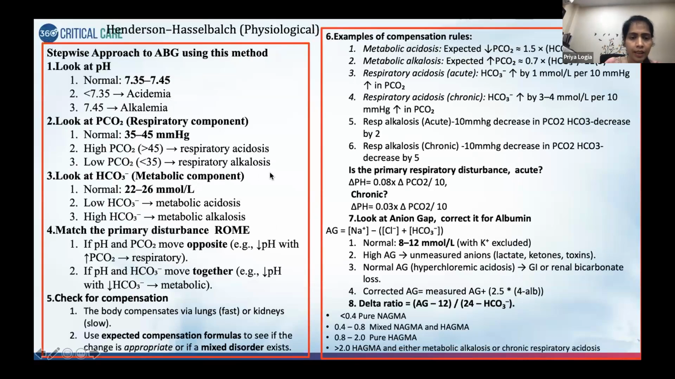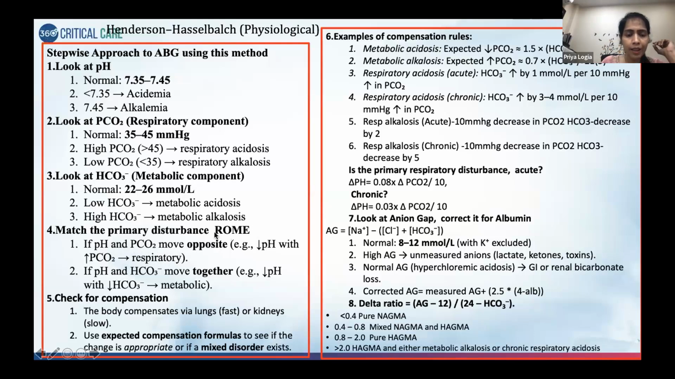Respiratory acidosis, and then alkalosis. Metabolic: look at the bicarbonate, 22 to 26. If it's lesser than 22, acidosis; more than 24 to 26, alkalosis. Next important step is which is the primary disturbance. Look at the pH and PCO2. Both are going in the opposite direction. That means you're dealing with respiratory as the primary disturbance.